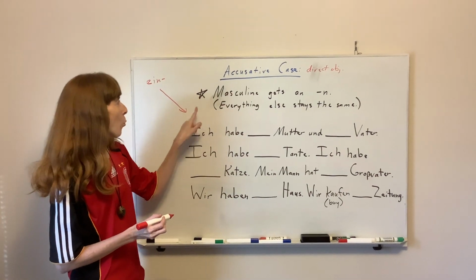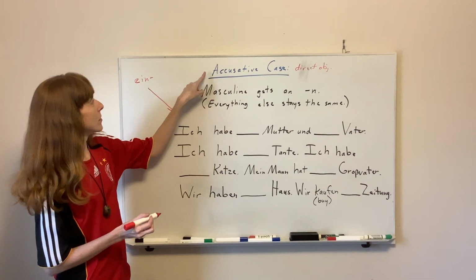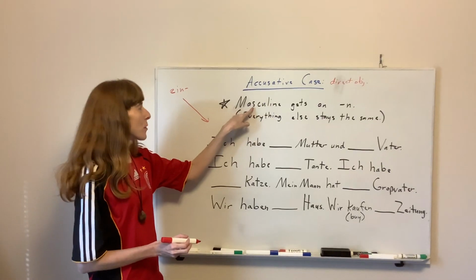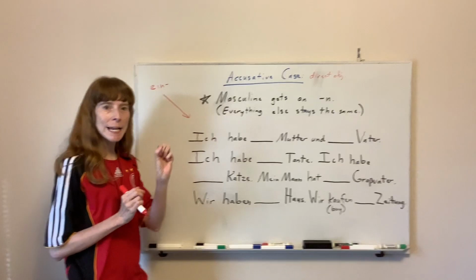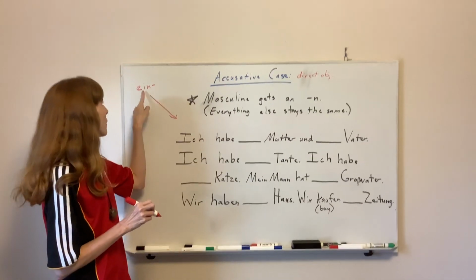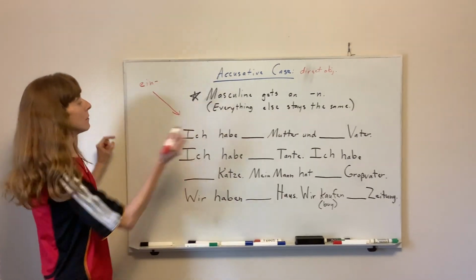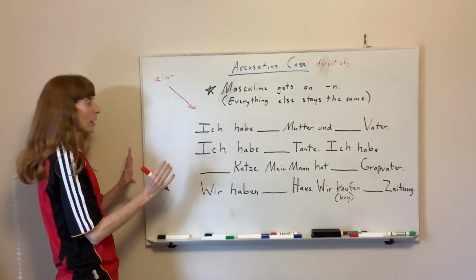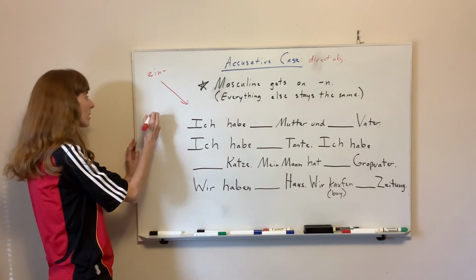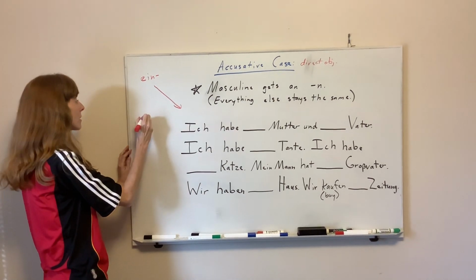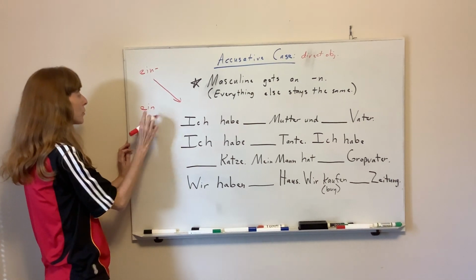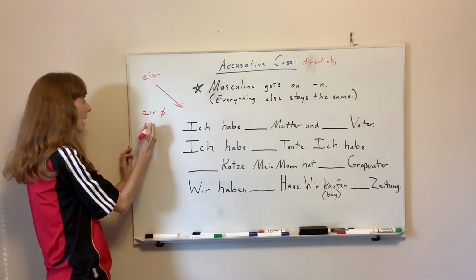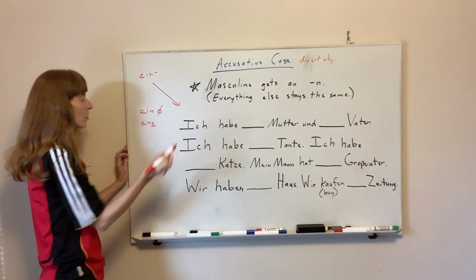Okay, so one rule that we need to remember is that when we use the accusative case for direct objects, anything that is masculine will get an extra N on the end of the definite or indefinite article. Now what we're going to do here is put in the word ein. We're going to put it in the correct form, and you already know that in the nominative case, masculine and neuter get just an ein with no ending, and feminine gets eine, an E on the end.